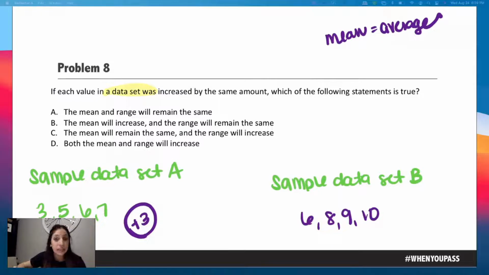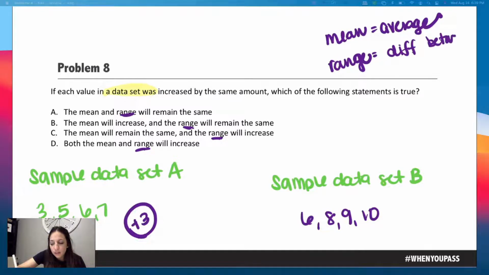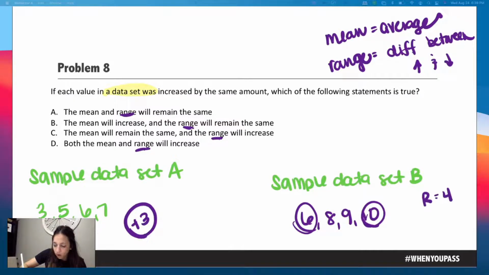So I'm not going to sit here and average them right now. What I am going to do is look at my range, because each of these has range as an option. Well, what is the range? The range is the difference between the highest and the lowest data set. Or they could ask you what the range is between these two numbers, and then it would be the difference. So I'm going to do 10 minus 4, or 10 minus 6, and the range would be 4.